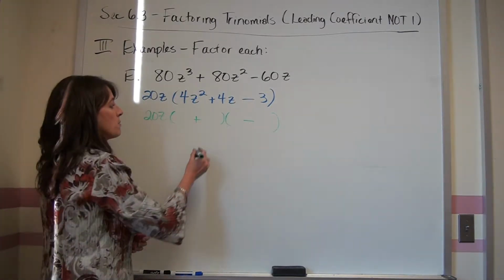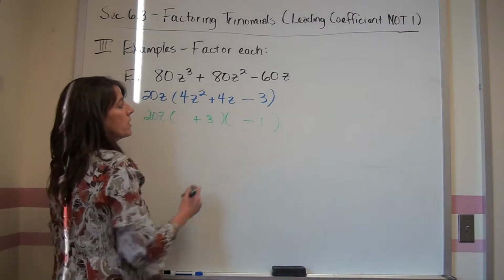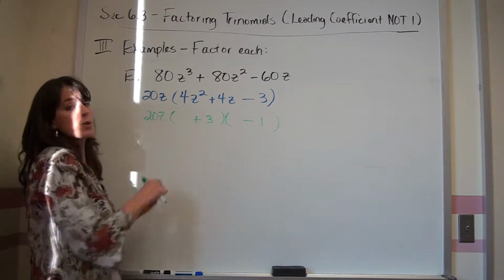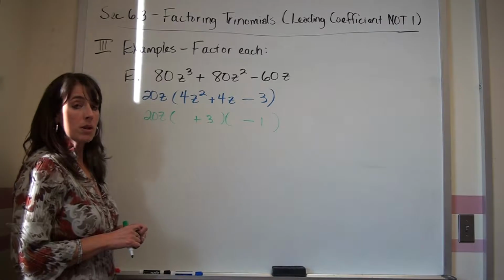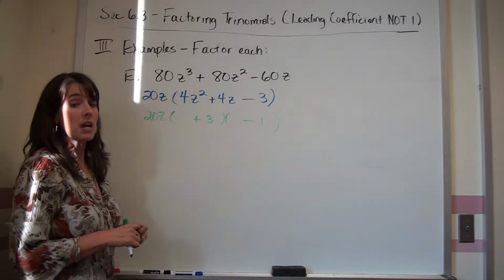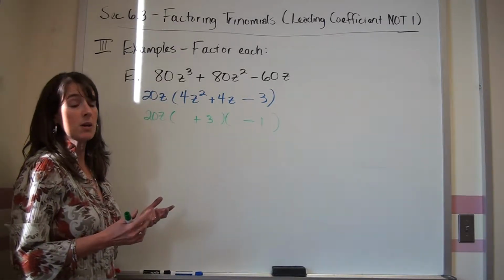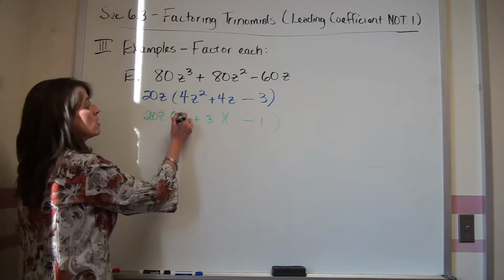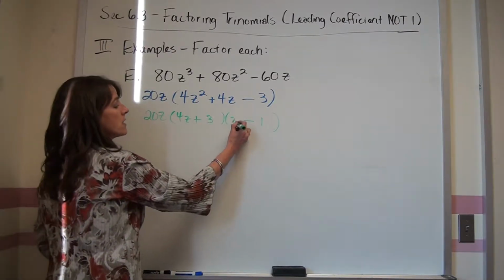Well, there's only one way to split up a 3. It says a 3 and a 1. This front slot will split up as either a 4z and a 1z or a 2z and a 2z. And I just have to take a stab at it and see what happens. If it doesn't work, switch it up. So I'll try the 4z and the 1z.